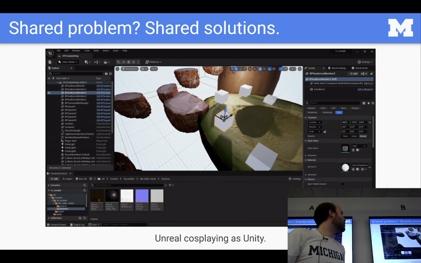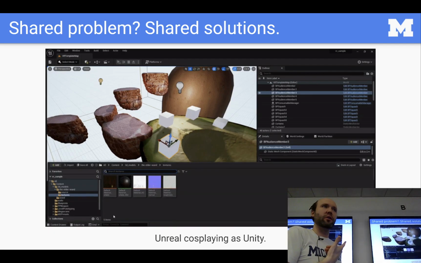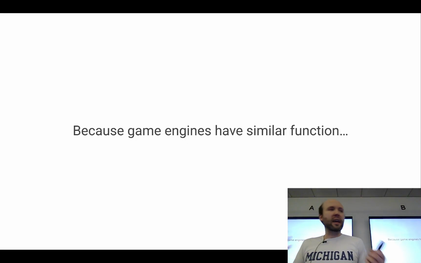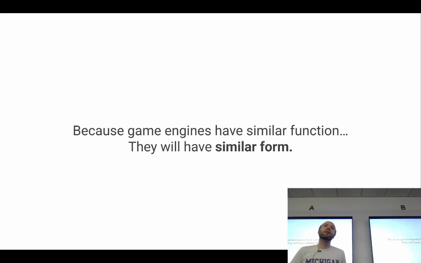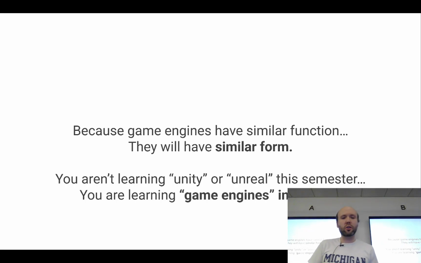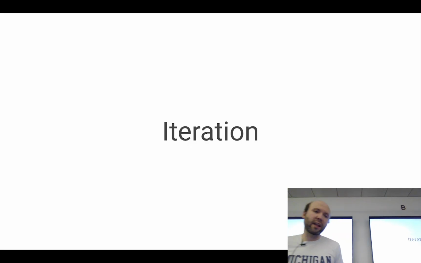Okay? So all of my Unity students in here, do it. It'll make learning actually way easier if you do this right away. Okay? You'll enjoy it much more too. So, because game engines have similar function, they will, over time especially, converge on a similar form. And that's where we've ended up, okay? You hopefully aren't just learning Unity or Unreal this semester. You are learning game engines in general. This is, and it has to be, a game engine course. And so, hopefully you'll enjoy attacking game engines in general and not just learning one engine or the other.